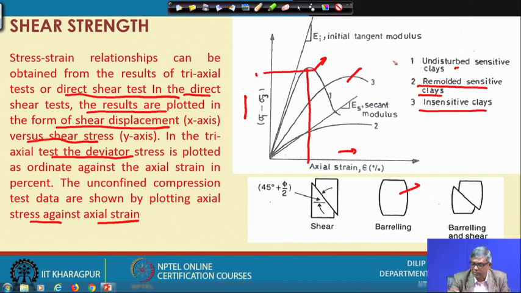Sometimes in a competitive exam, this type of graph will be given with 1, 2, 3 marked, and then several combinations will be given, and you have to identify which is which. Unless you know the stress behavior of the soil for different conditions, you will not be able to identify. So, you have to understand that properly. This is for undisturbed sensitive clay, this is a remolded sensitive clay, and this is an insensitive, the normal soil.